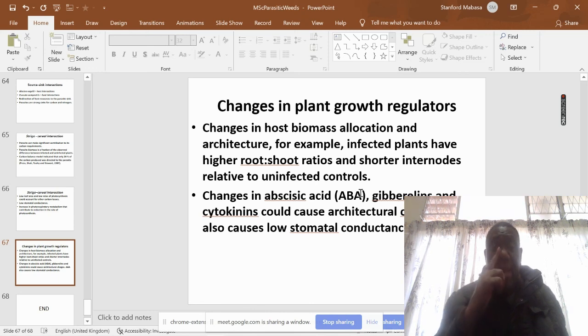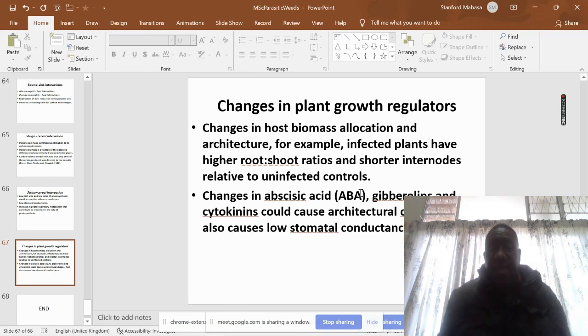And because we have less carbohydrates, probably we will have less growth. Other changes are in the form of growth regulators. So we can have changes in host biomass allocation and architecture. For example, infected plants have higher root shoot ratios and shorter internodes relative to uninfected controls. What we are saying here is that there is also the movement of carbohydrates to the roots, although it partially explains what is happening. For Electra vogelii, this could be an important factor, or Cuscuta campestris.